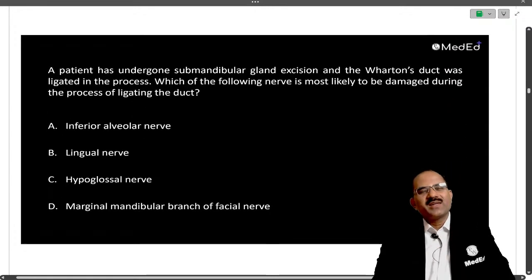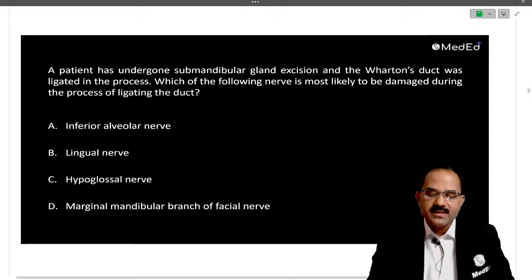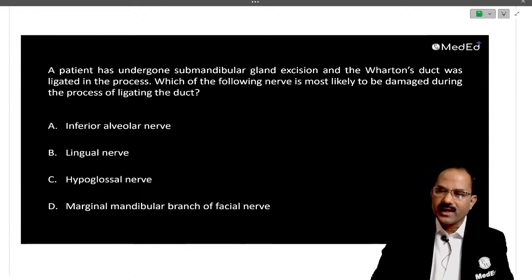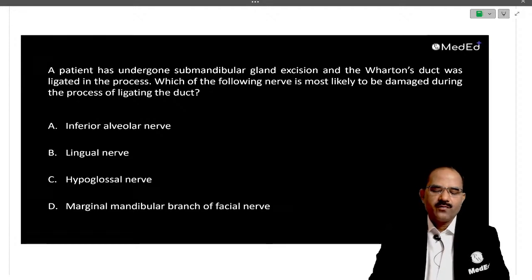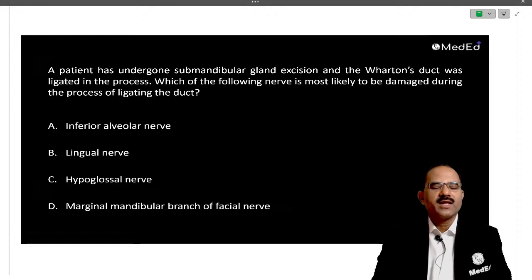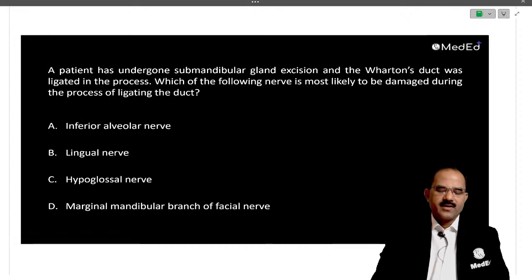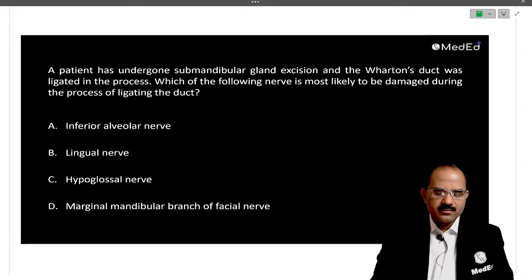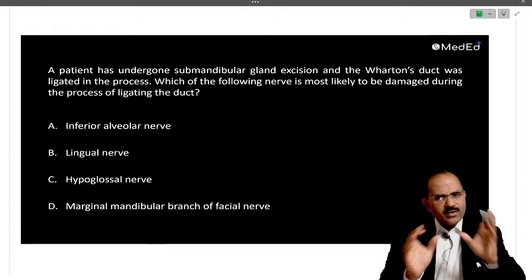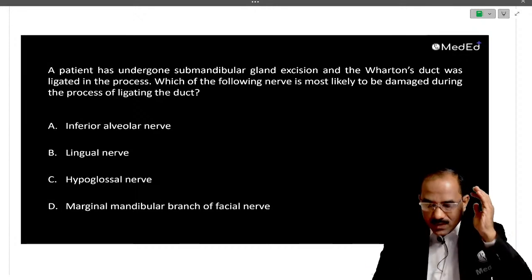Come on, students, can you answer this MCQ? A patient has undergone submandibular gland excision and the Wharton's duct, that's the submandibular duct, was ligated in this process. Which of the following nerves is most likely to be damaged during the ligation of the duct? Any guesses? This is a very important MCQ and the options are equally important. This option can come in some other MCQ, so you need to know these options very well.